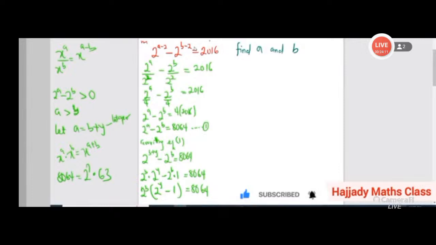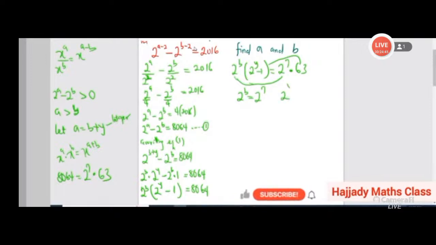So I can transform this equation to 2 raised to power b into bracket 2 raised to power y minus 1 equals 2 raised to power 7 times 63. Now comparing these two, you can see that 2 raised to power b is equivalent to 2 raised to power 7, while 2 raised to power y minus 1 is equal to 63.